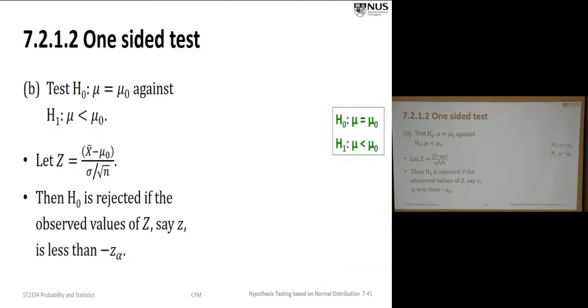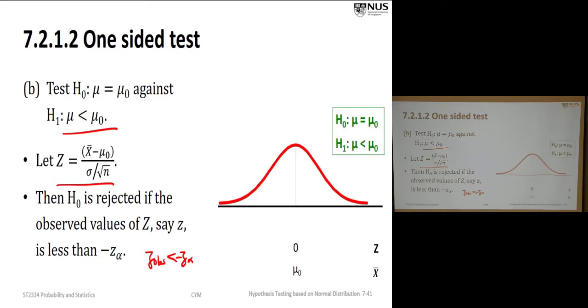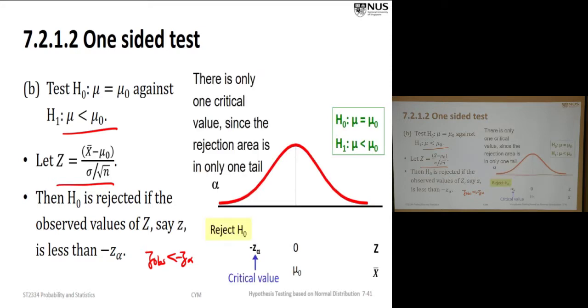How about the alternative mu less than mu naught? The same statistic, but now we reject whenever the observed value is less than minus z alpha. So this is minus z alpha, and this is the region for which you reject. You get a sample and calculate the statistic.